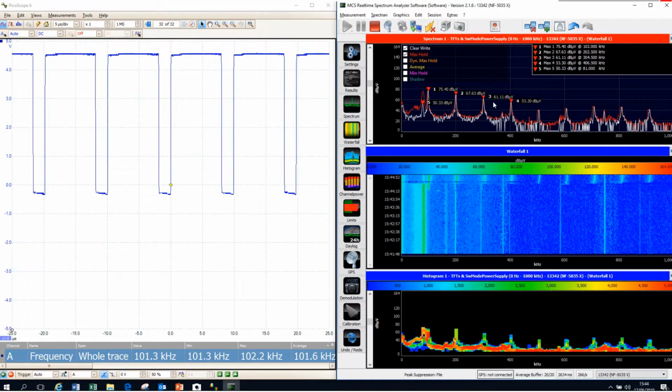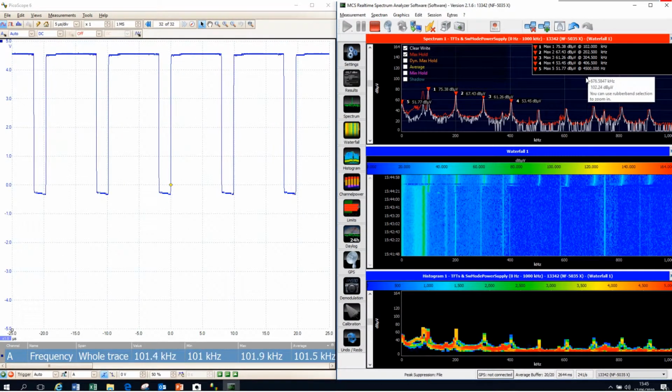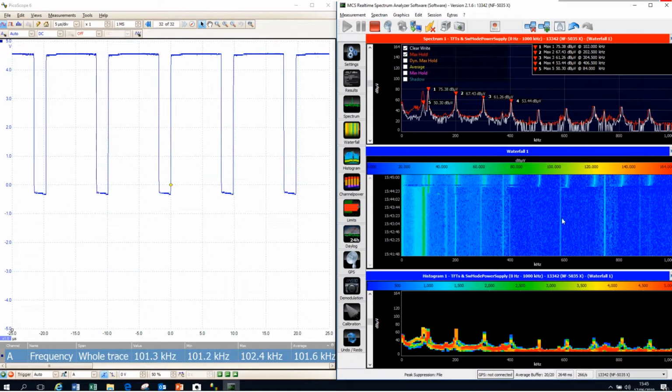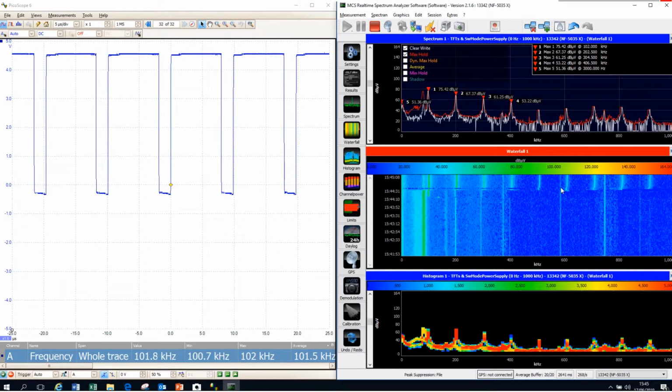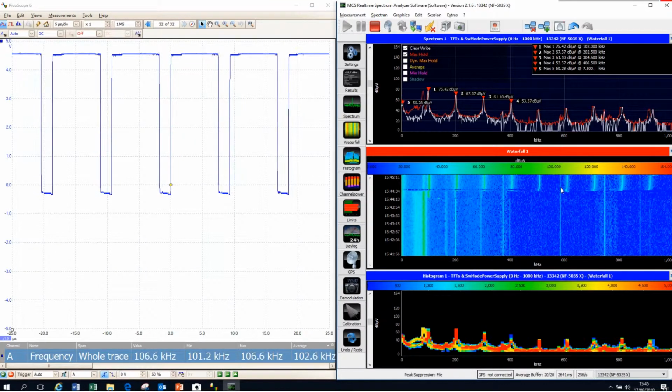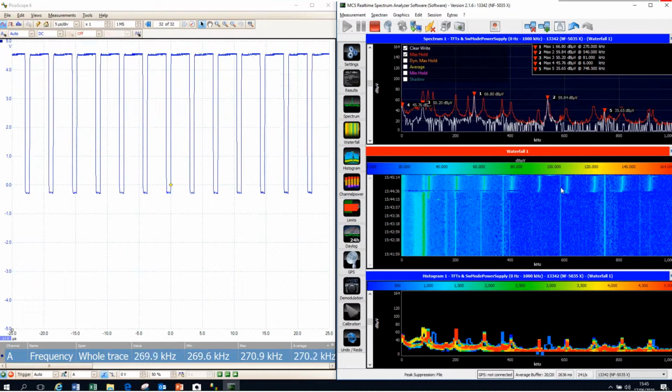There are top 5 measurements I have added. You can see at 100 kilohertz, 200, 300, 400, and so on. The histogram is now kicking in. You can see the energy is not distributed equally, but it's picking up at the switching frequency and its harmonics. Let's increase the frequency all the way to the max.